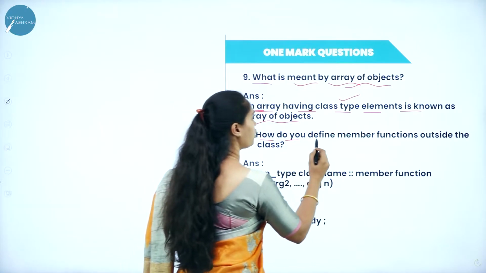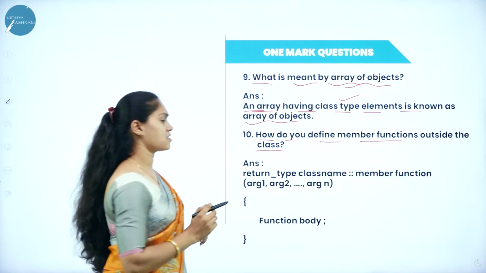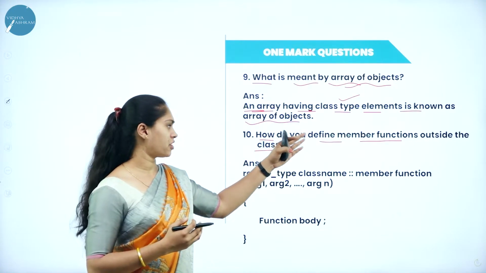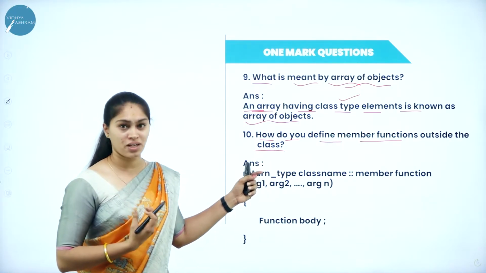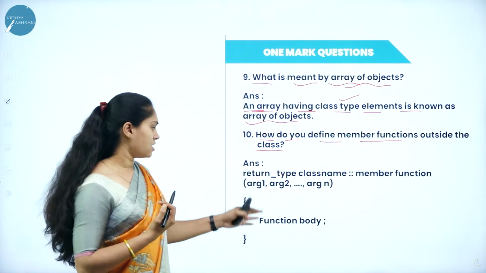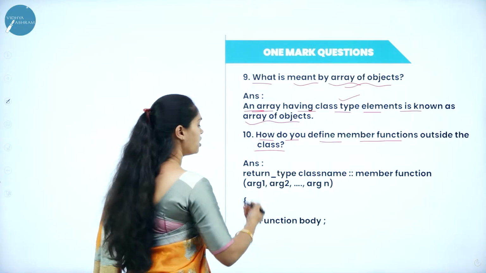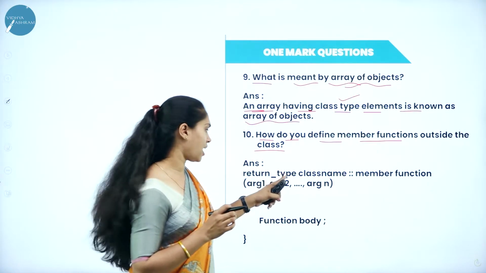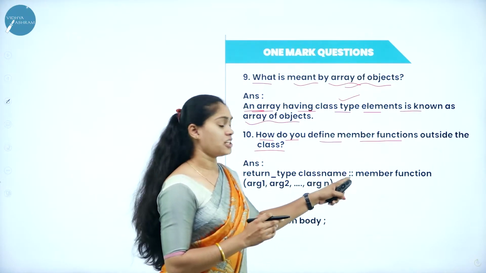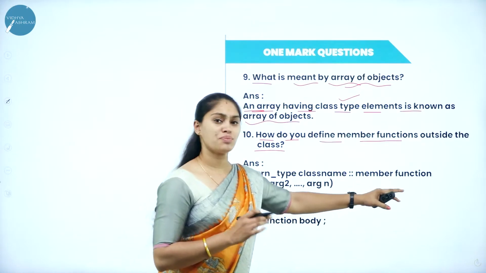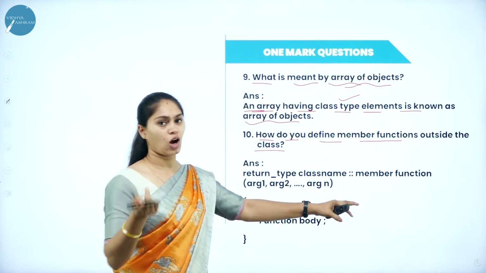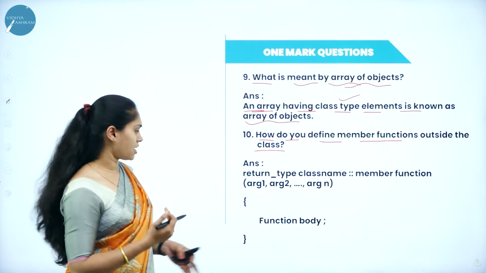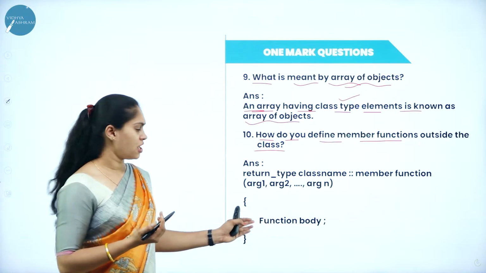Next question, how do you define a member function outside a class? You can consider it in two ways. One is with the help of the scope resolution operator, or else you can write the syntax. The syntax: I need to specify a return type, then the name of the class, then the scope resolution operator, then the member function which I want to define outside the class. Within the parentheses, if there is any argument or parameter I can specify it, and then that function can have its function body.